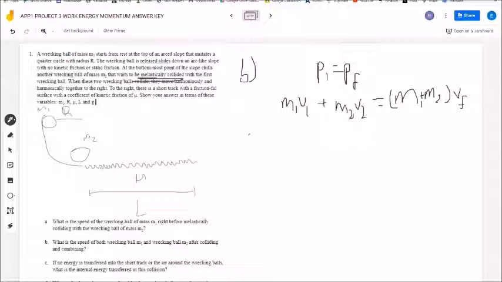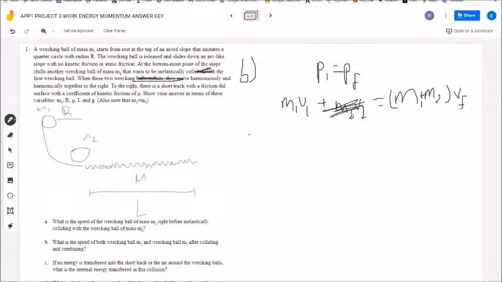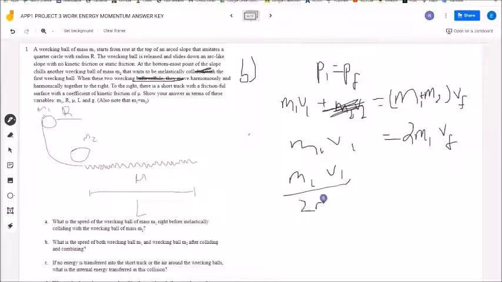So how do we do this? We know the wrecking ball M2 is at rest, so v2 is 0, and this entire term goes to 0. Now we have just M1 v1 equal to M1 plus M2 times v final. Note that M1 is equal to M2, so the masses are the same, and M1 plus M2 is just 2 M1. Dividing by 2 M1, the M1s cancel out, and we get v1 over 2 equal to v final.